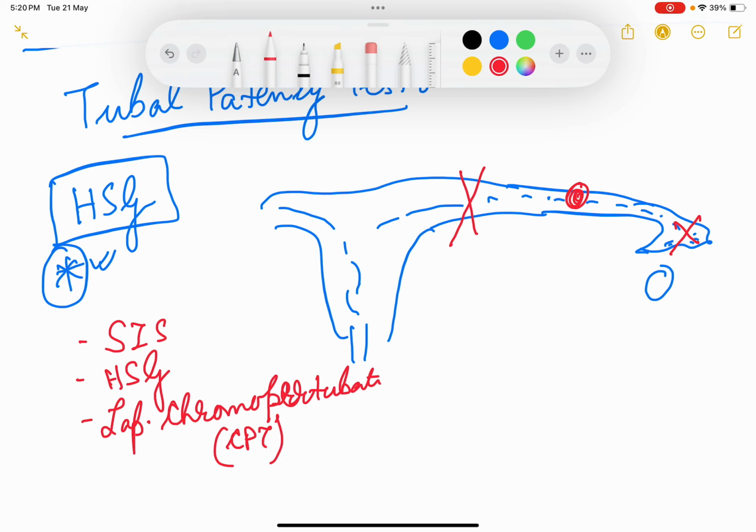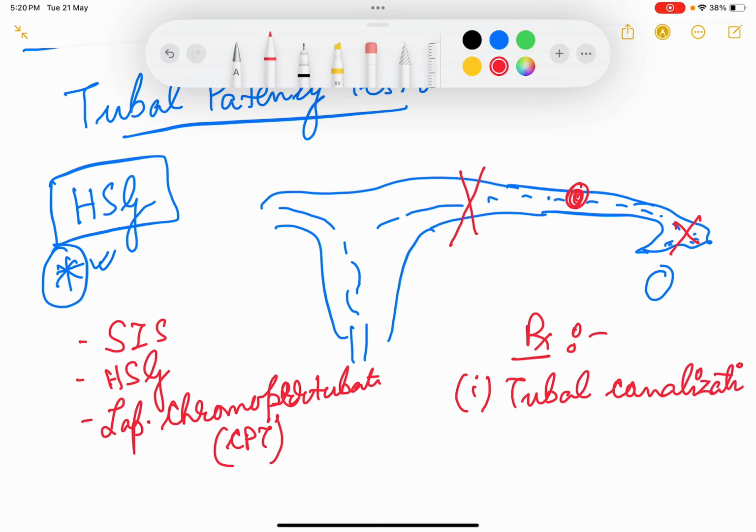Okay. So, if there is tubal factor infertility, what can you do? The treatment will be tubal canalization, whereby you canalize the tube, or you can go for what is also called tuboplasty. Tuboplasty operations can be done.